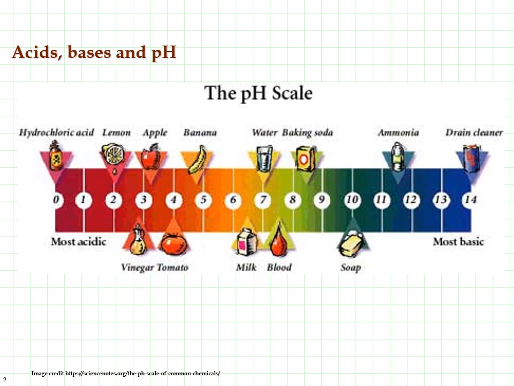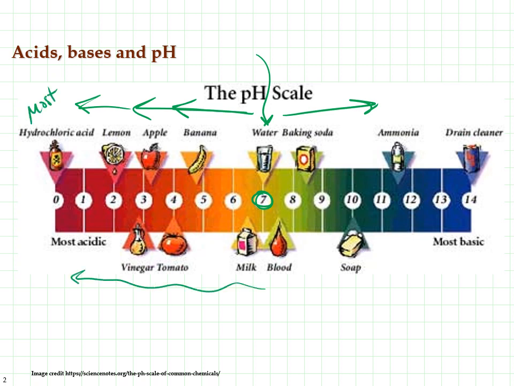So here's a lovely graphic of the pH scale. Remember from middle school and your first year of chemistry that water has a pH of 7. Things that have pHs greater than 7 are basic. Things that have pHs less than 7 are acidic. And generally, the further away from 7, the stronger the solution. So we're going to have most acidic things down in the 1s and 0s, and things that are most basic up in the 13s and 14s.